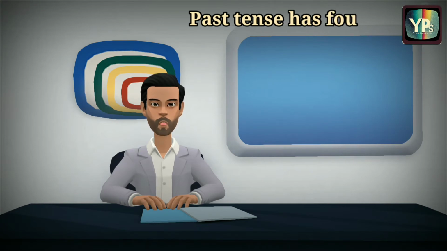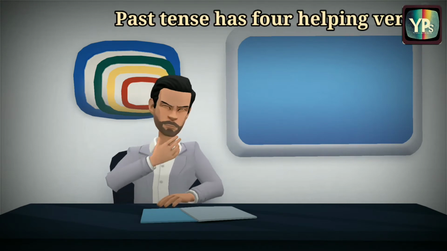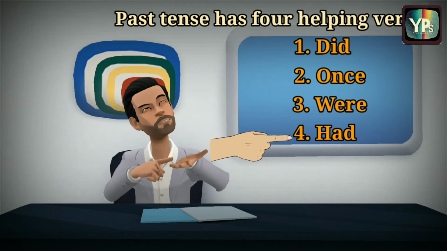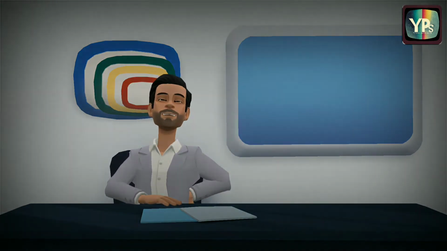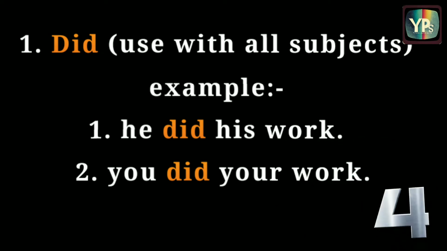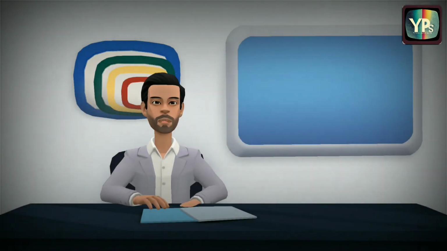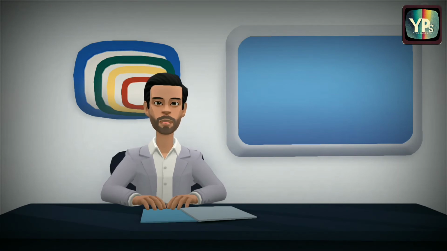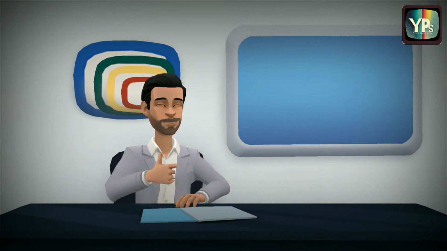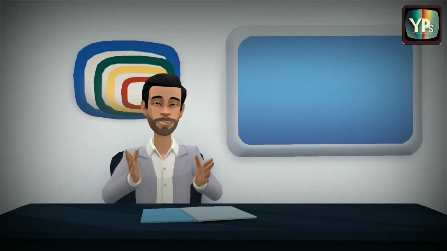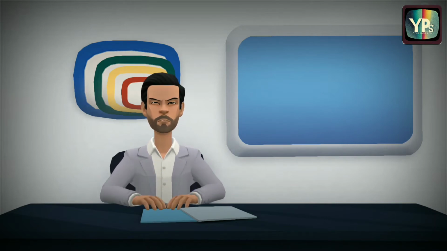Past tense has 4 helping verbs: did, was, were, had. Let's start with did. Did is the helping verb of past indefinite tense. Let's start. I did my work. In this sentence, did is not a helping verb. Did is playing the role of main verb.